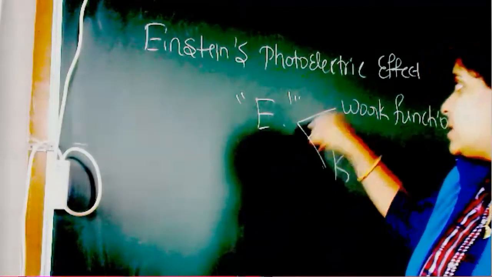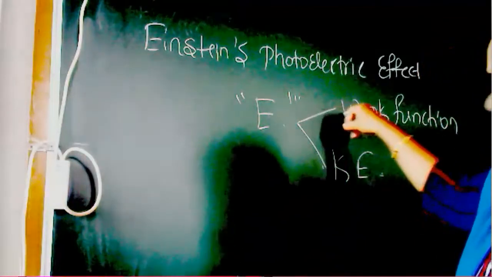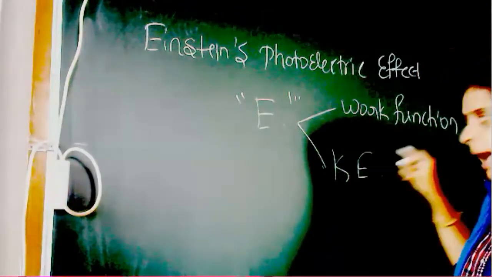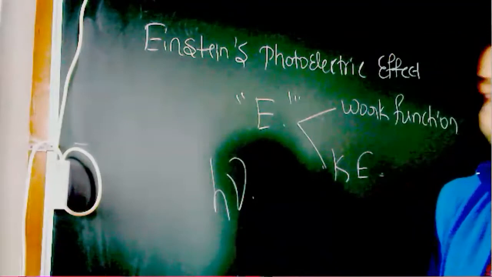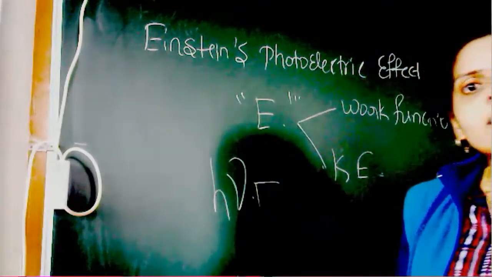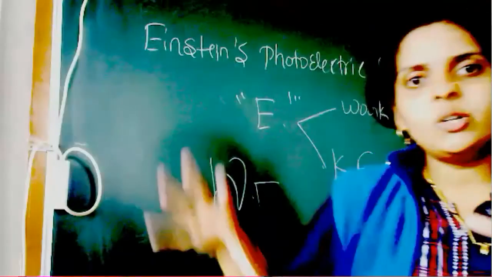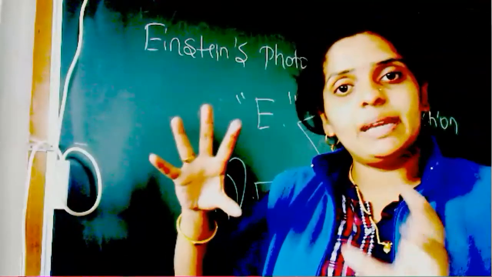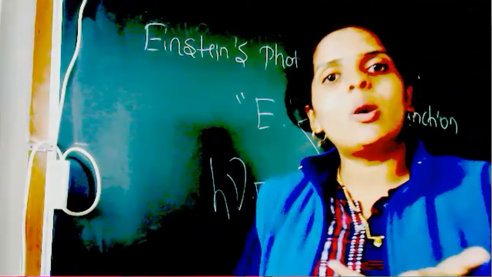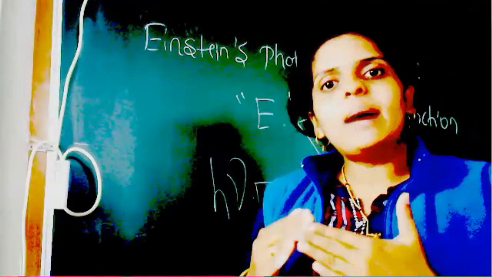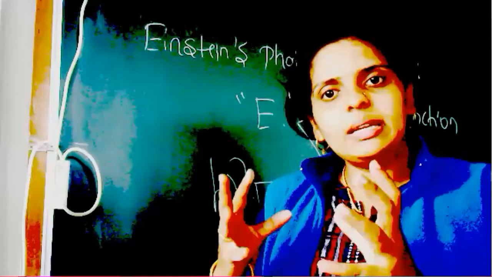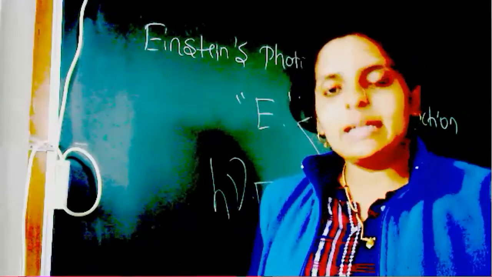Here the energy is used in two forms. One is as a work function and the other as kinetic energy. That means this h nu energy gets split. One part is used as work function, meaning one part of the energy is helping the electron to come out of that barrier, and the other part of the energy is utilized for the kinetic energy.